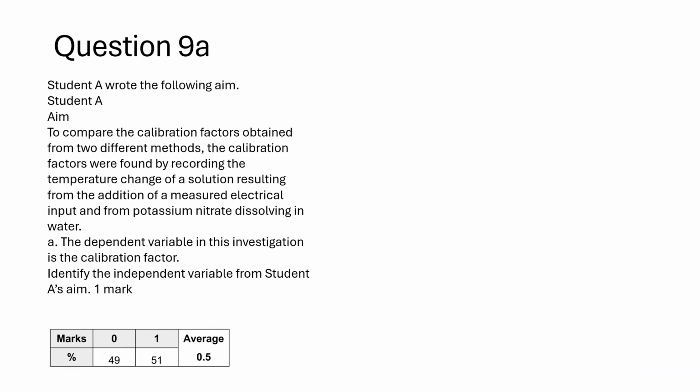Student A's aim is to compare the calibration factors obtained from 2 different methods. The calibration factors were found by recording the temperature change of a solution resulting from the addition of a measured electrical input and from potassium nitrate dissolving in water.